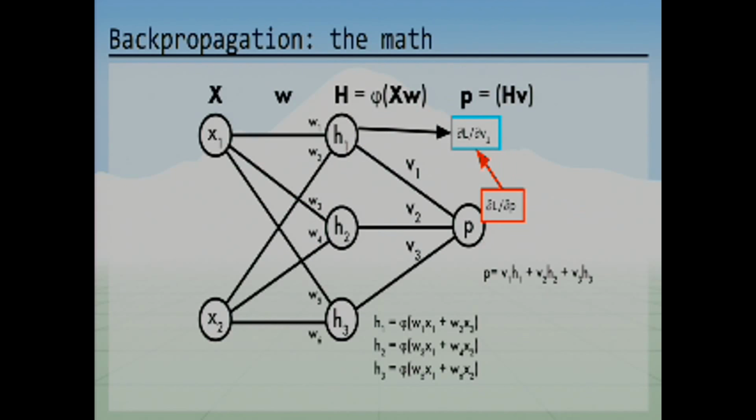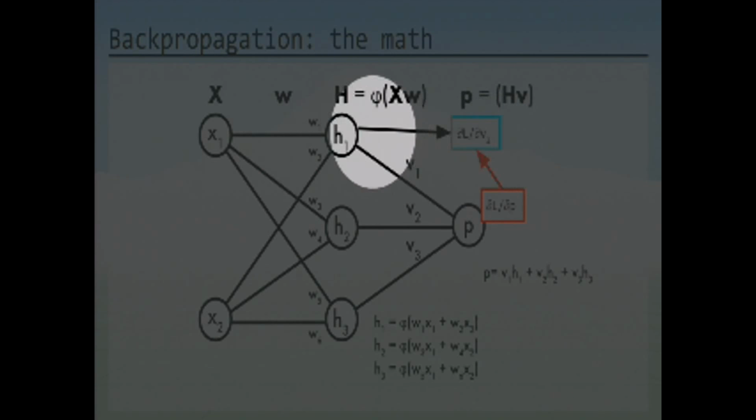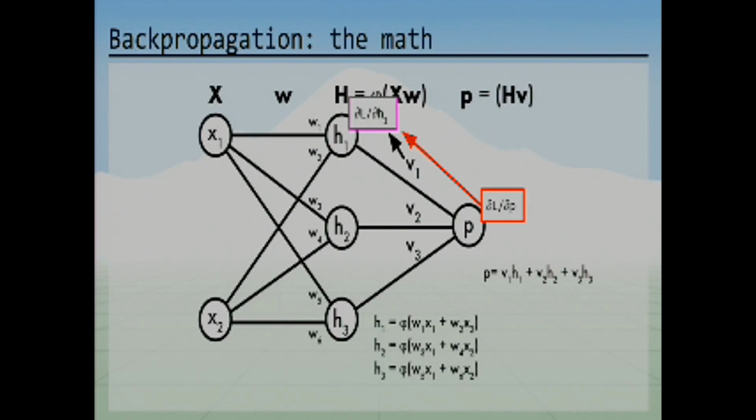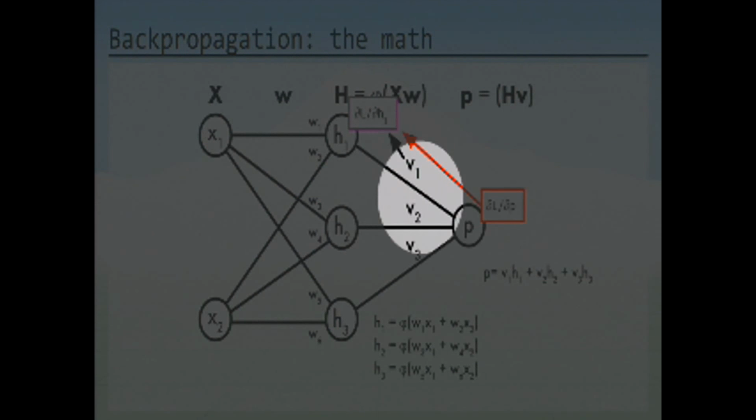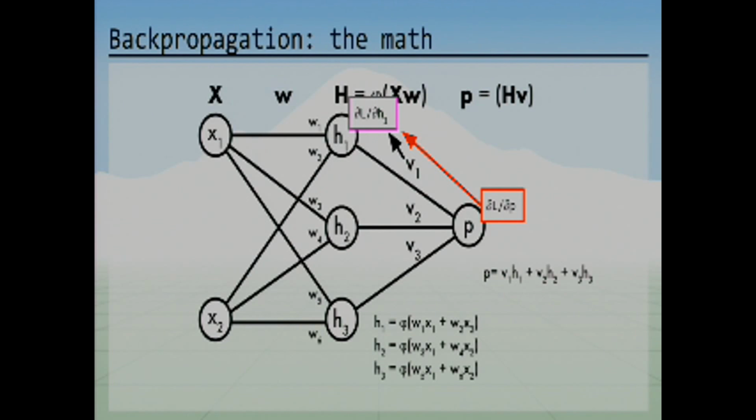One more way of thinking about backpropagation. We have our loss that we calculated at our output, which is the partial derivative of the loss with respect to the output p. And we want to calculate the partial derivative of the loss with respect to v1. So all we're going to do is multiply h1 by this loss at p. And then we're going to backpropagate our loss information to h1. How we're going to do that is just multiply the loss with respect to p by this term v1, and we'll get the derivative of the loss with respect to h1.